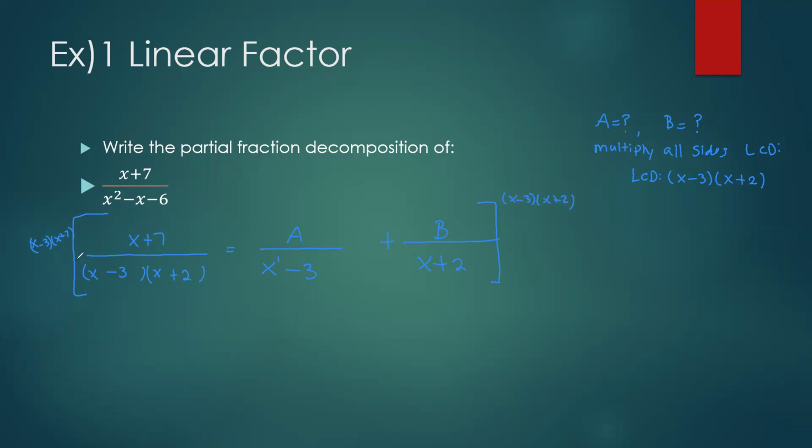Okay, so on the left side, what do you see that cancels? The x minus 3 and the x plus 2, correct? Everything cancels, so you're just left with x plus 7. On the right side, if you FOIL this out, what do you see that cancels? The x minus 3, so you're left with a times x plus 2. Now do it on the right side, the b. What do you see that cancels? The x plus 2, so you're just left with b times x minus 3.